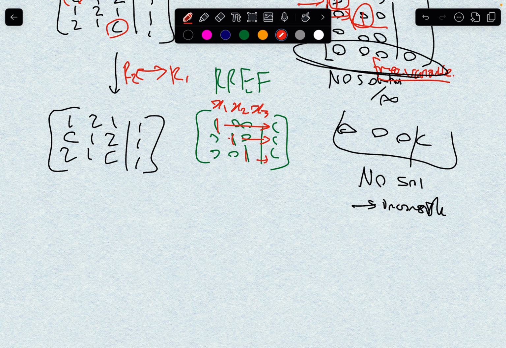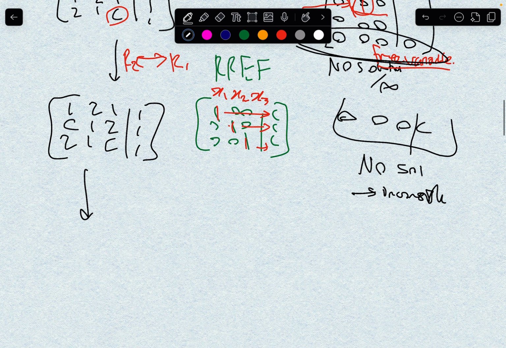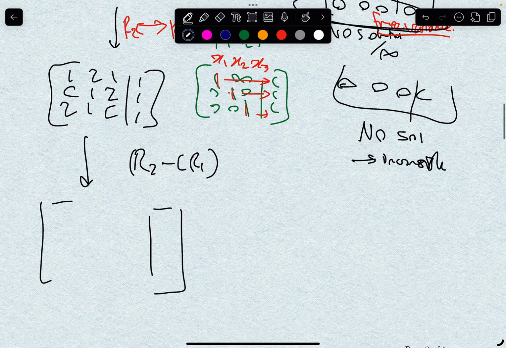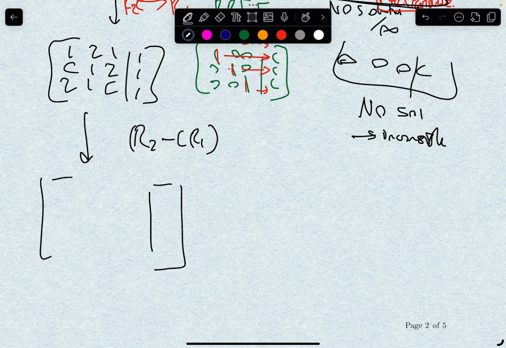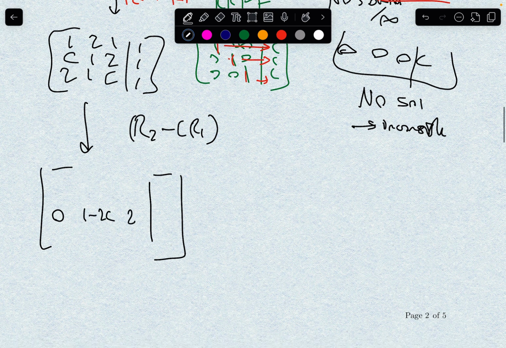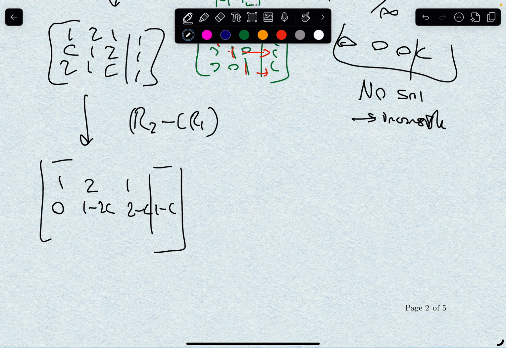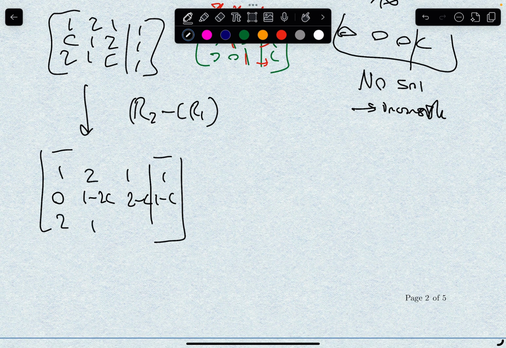And so what we're going to do is essentially just keep solving until we find it. And so what I'm going to do here is R2 minus C times R1, right? Beautiful. And so what we're going to get is essentially going to be 0 here, and it's going to be R2 minus 2 times C, so it'll be 1 minus 2C, and then here will be 2 minus C, and then here will be 1 minus C, right? That's pretty straightforward. Just treat your C's like any other value.